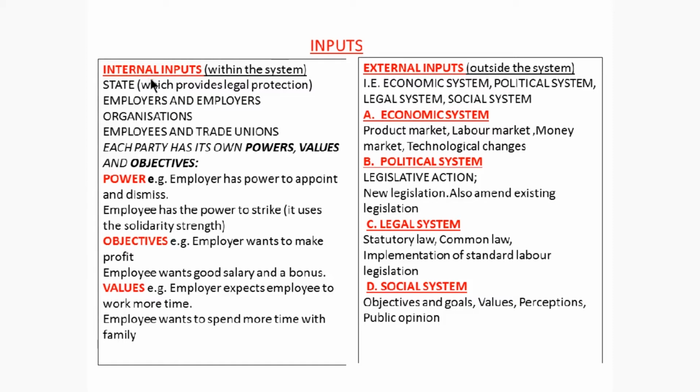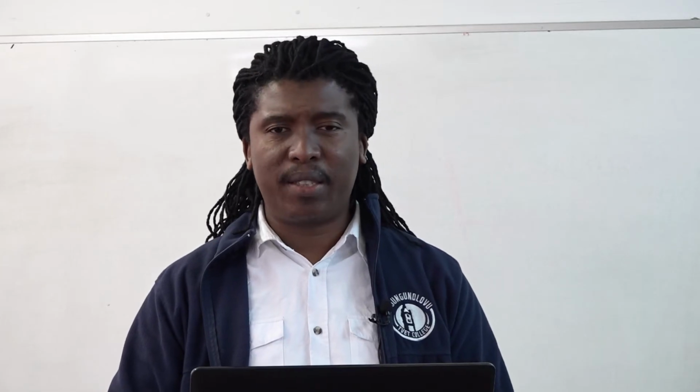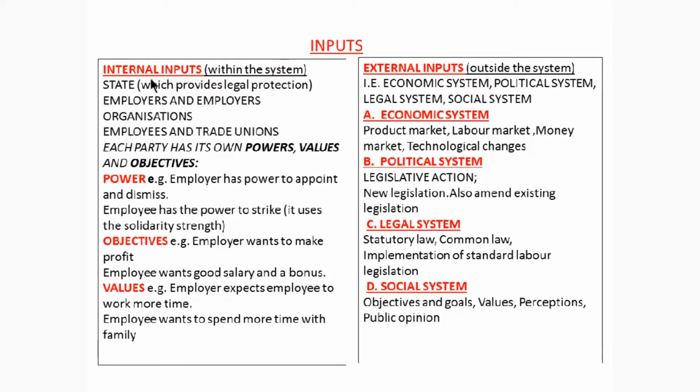The second internal input: we have employers and employers' organizations. These are the stakeholders who provide the supply of labor to the employee, of which they do have a right and recourse. They do have a right to hire, to dismiss, and they do have a right to retrench. The third party is the employees and trade unions. You can see now, in terms of the internal input, each party has its own powers, values, and objectives.